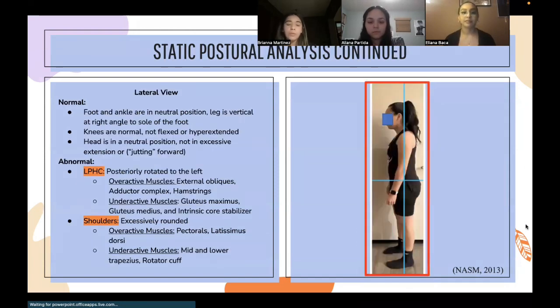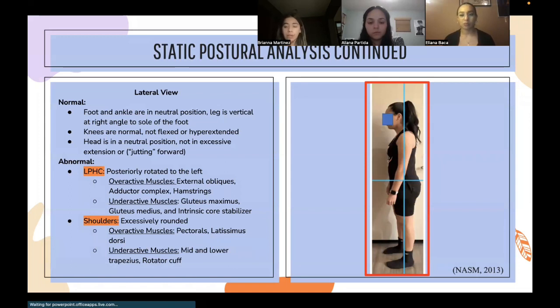As for the lateral view, it can be seen that the abnormalities are at the lumbar pelvic hip complex, which can be seen a little bit posteriorly rotated to the left. So it's due to the overactivity of the external obliques, adductor complex, and hamstrings, and underactivity of the glute med and max, as well as the intrinsic core stabilizers.